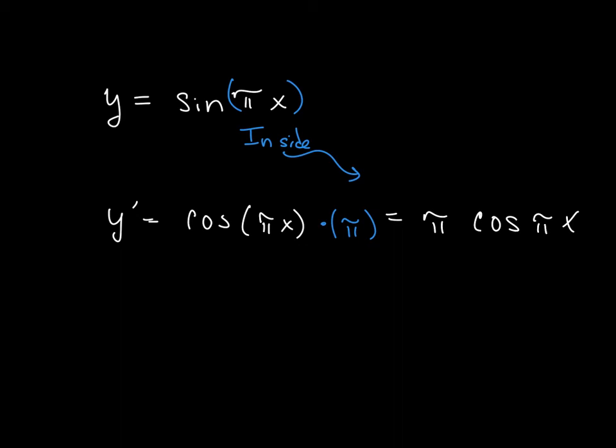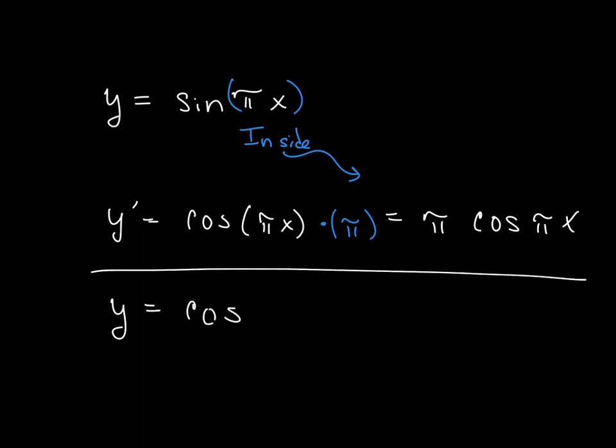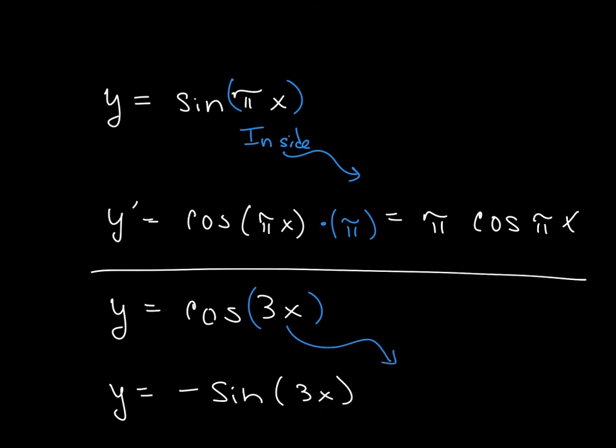Now, another one of these is going to be y equal to the cosine of 3x. And again here, this 3x is my inside portion of it. So the derivative is the derivative of the cosine, which is minus the sine. The 3x stays, but now I take the derivative of the inside, which in this case is just 3. So all of this is equal to minus 3 sine of 3x.